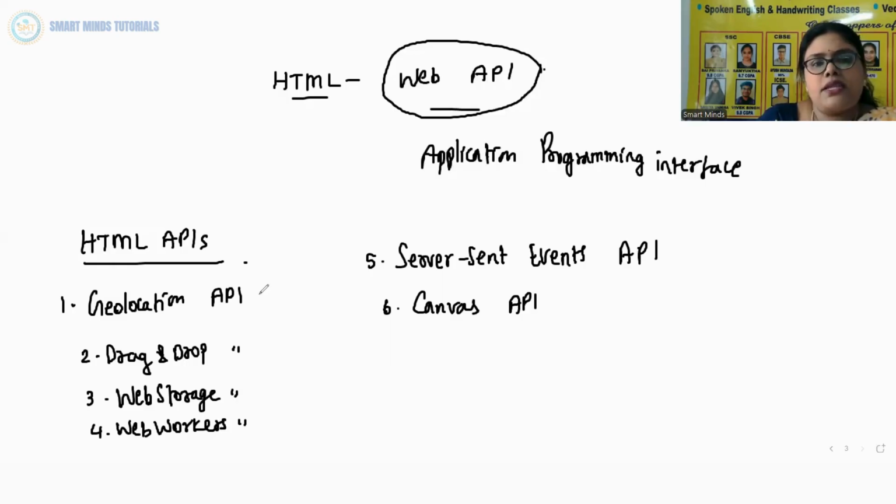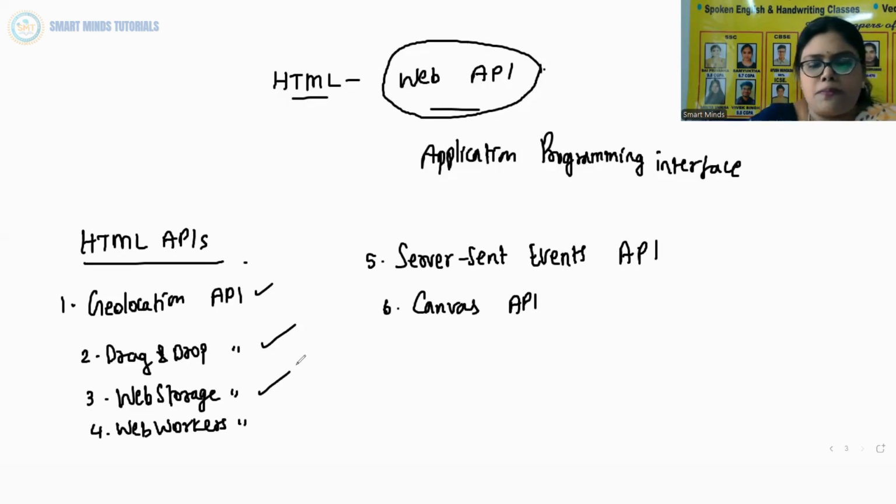First, let us see what is geolocation API. This API is used to access the current location of a user, that is with latitude and longitude. Number two is drag and drop API. This API enables you to use drag and drop features in browsers.